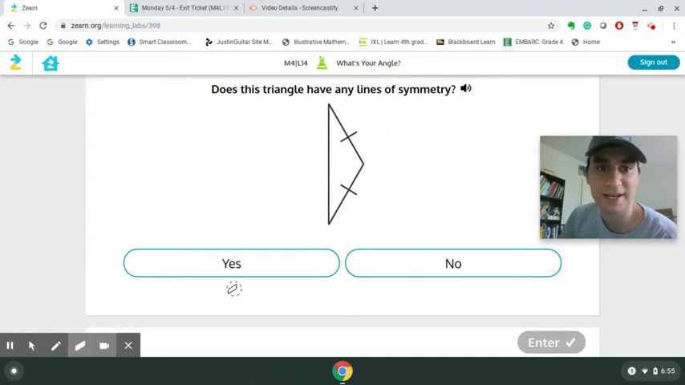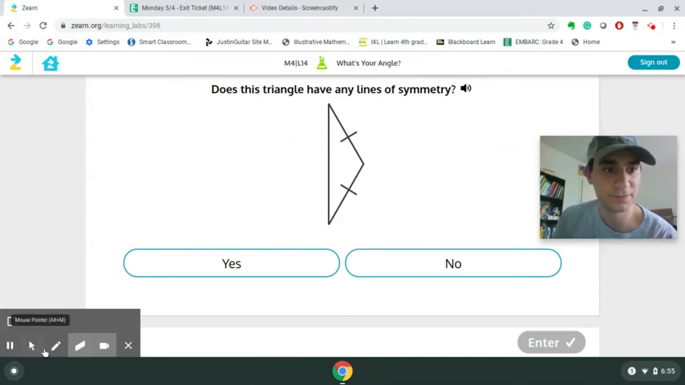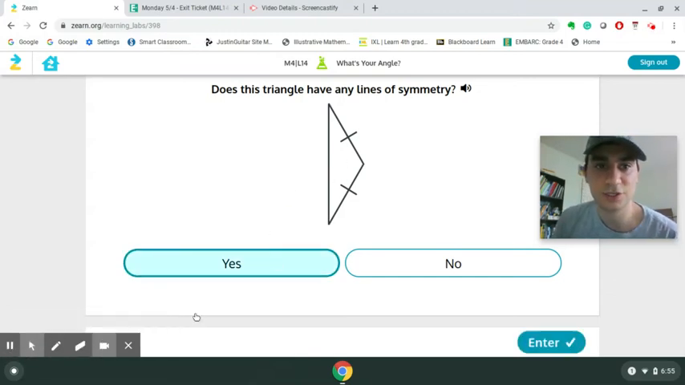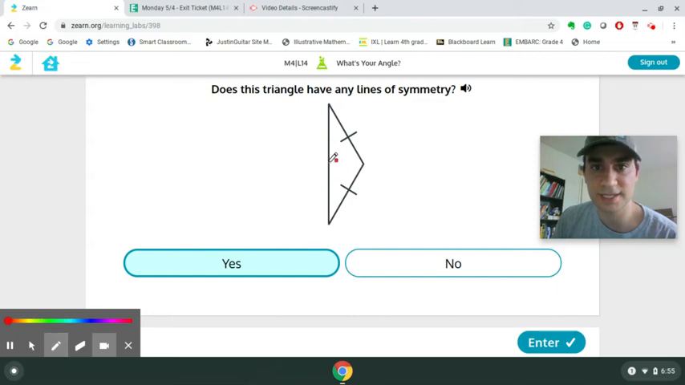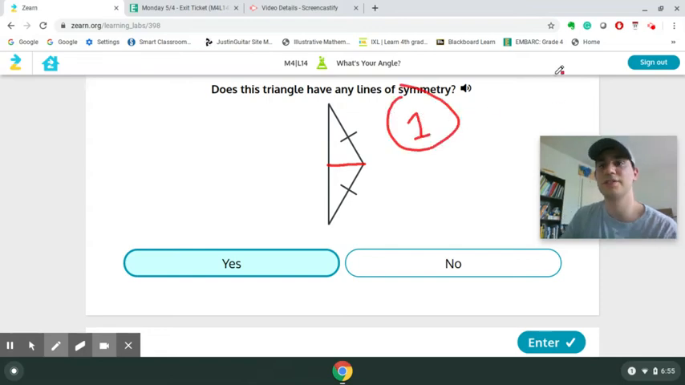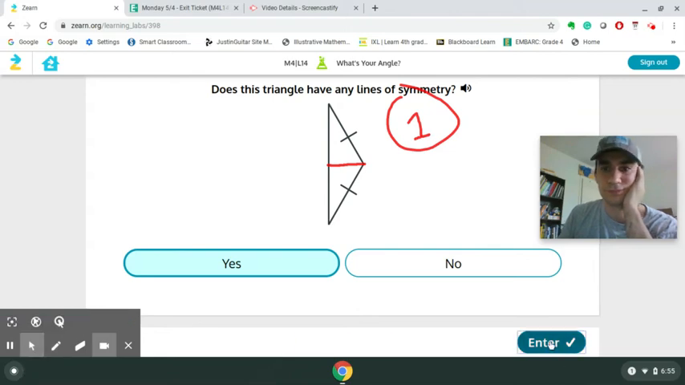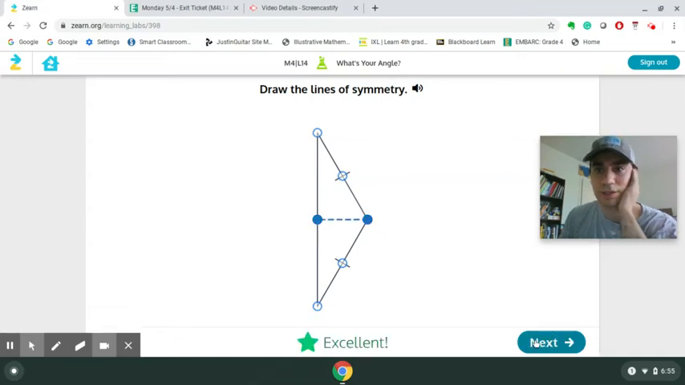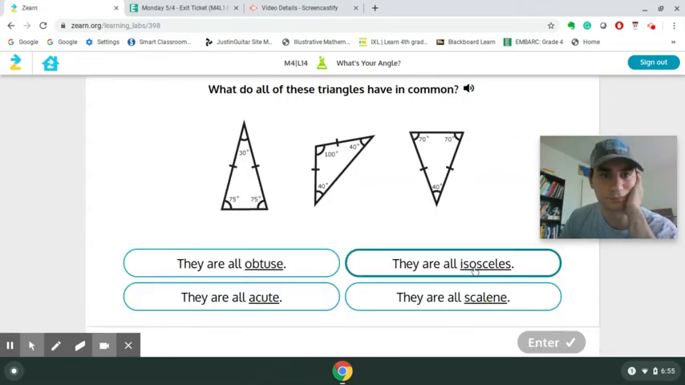Does this triangle have any lines of symmetry? Go ahead and answer. If you said yes, you are correct. This is an isosceles triangle. Isosceles triangles have 1 line of symmetry, just 1, okay? It splits it right down the middle. We went ahead and drew it. Nice job.